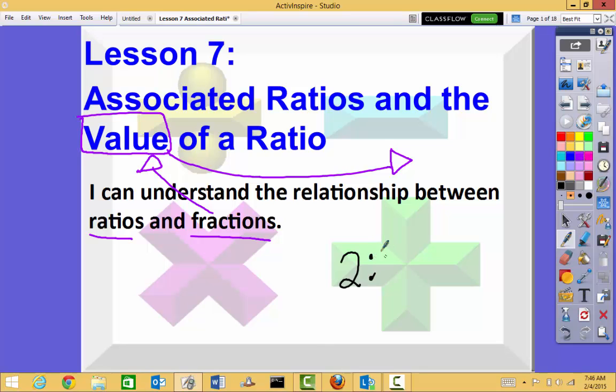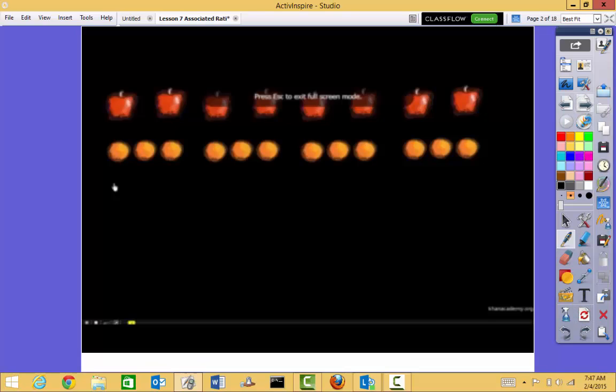So for example, if I have the ratio 2 to 3, I can rewrite it as the fraction 2 over 3. This fraction is the ratio's value. So the ratio's value is 2/3. Alright, let's jump in with our first part.